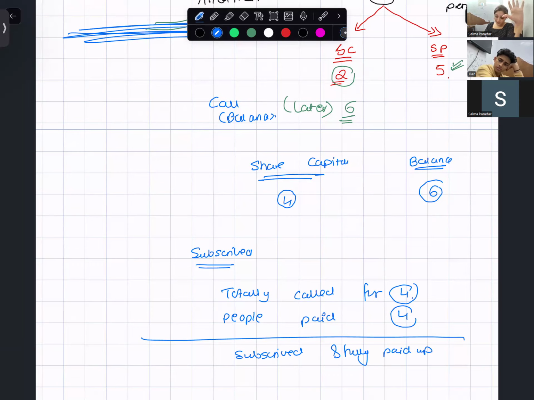What is this? This is subscribed and fully paid up. The share is of rupees 10. I have called for 4. People paid how much? People paid 4. So that means this is subscribed and fully paid up 4.